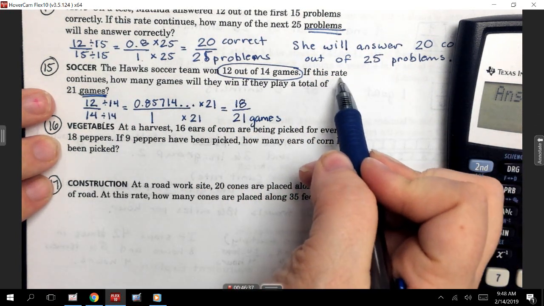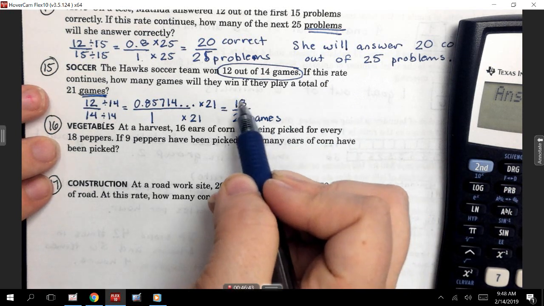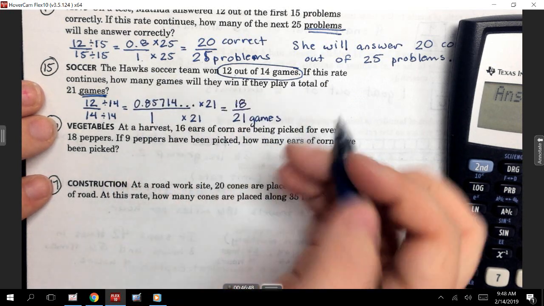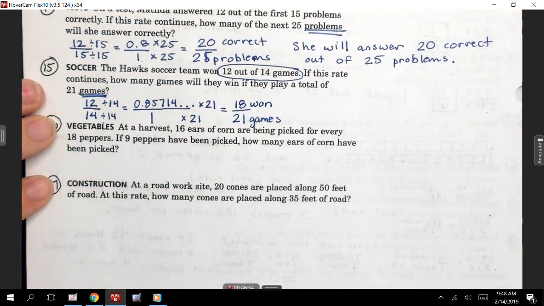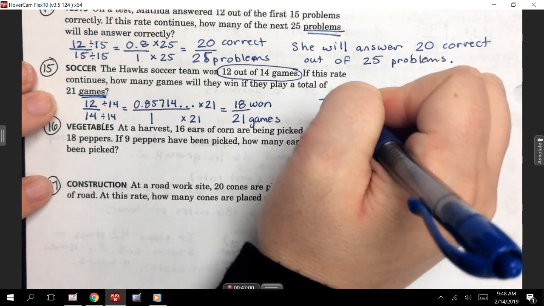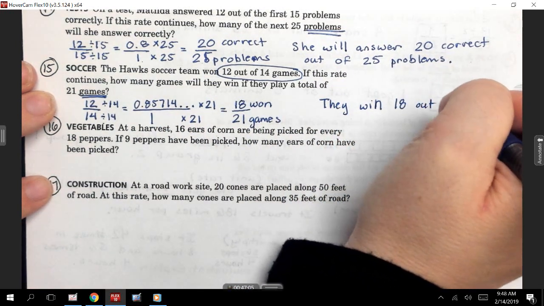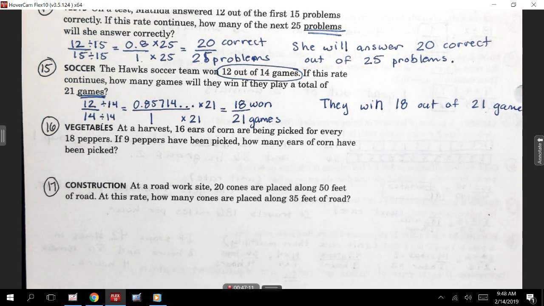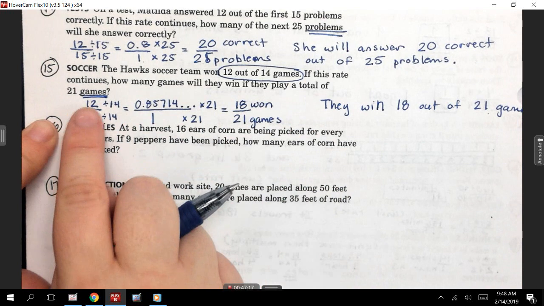If it says, if this rate, y'all see where it says rate? That's telling me I need words, right? So I put games there, and 18. It says 12 out of 14 games. Oh, they won 12. So 18 is going to be how many they won. All right, I'm going to write that sentence now. How many games will they win if they play a total of 21 games? They win 18 out of 21 games. And your sentence might not be exactly like that. That's okay. We could say they will win 18 games if they play 21 games.